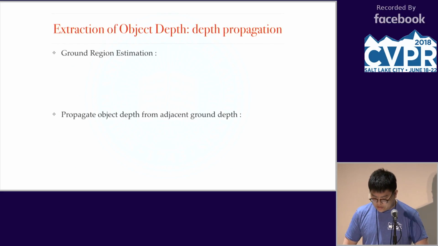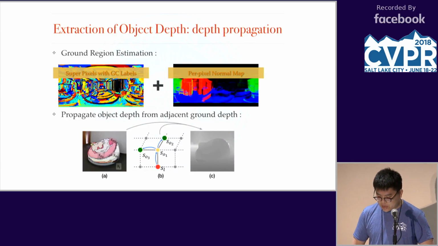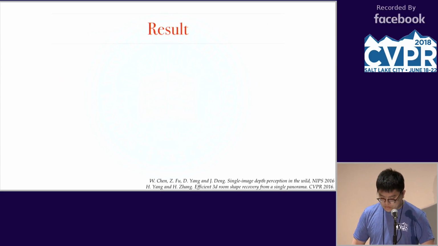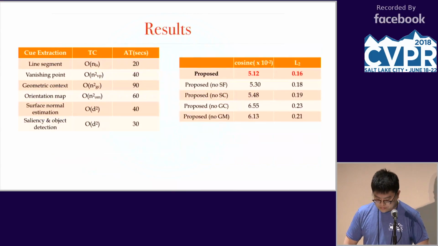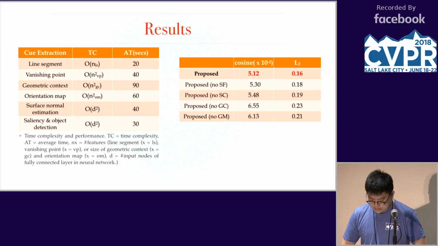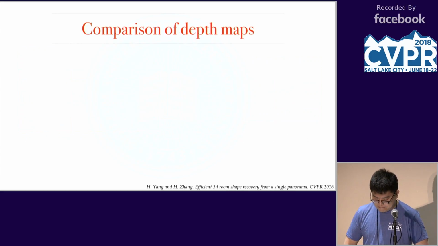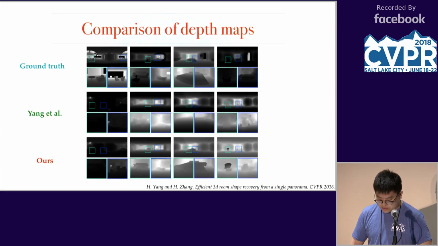After we get the estimation of layout depth, we infer the object depth by propagating the depth information from the layout. We compare our method with the state of the art with the error map and the depth cosine errors. The left table shows the performance corresponding to each cue extraction, while the self-evaluation results are shown in the right table. Despite a large number of superpixels in our segmentation map, our depth map has better details.